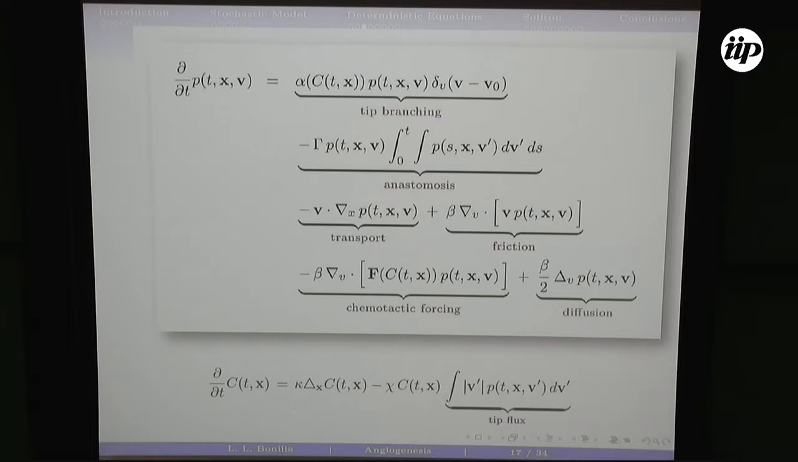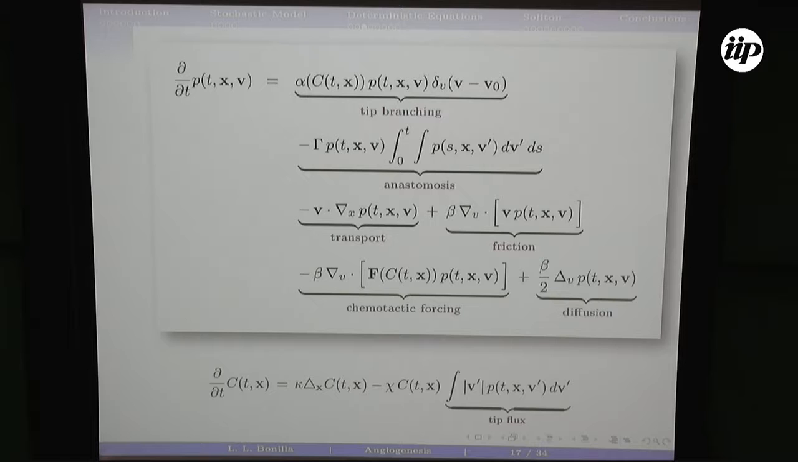Now, what we did, and people didn't realize it before, is that the anastomosis term can be written this way. The idea, basically, to figure out why this is so, is that one tip at time t arrives and touches an existing capillary. But that existing capillary arrived at that particular point at a previous time. So now if you think of binary collisions, you are colliding this with the previous time, and it doesn't matter the velocity, so you get that. This gamma is a fitting parameter that we compute by just comparing stochastic and deterministic solutions of these equations. Well, this is just what you would expect given the previous thing.